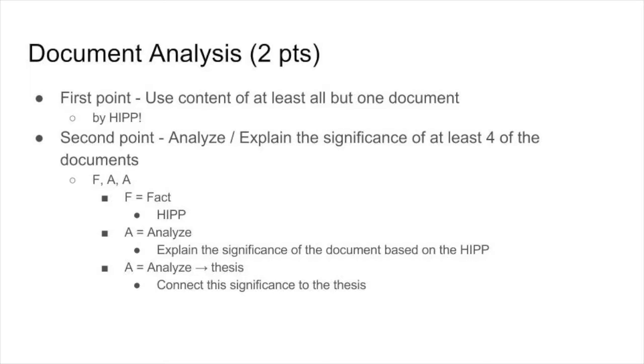And the way we write it is we do FAA. So we do fact, which we can usually do through HIP. You can do H and one of IP to do the fact. And next you're going to do an analysis of it. And with that analysis, you're going to talk about why it's significant. And with the next A, what you're going to do is connect that analysis to the paragraph and show how this really relates to the big picture, the entire DBQ.